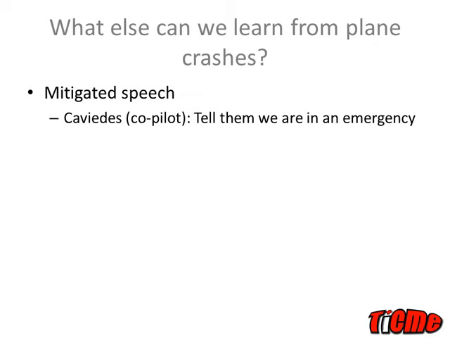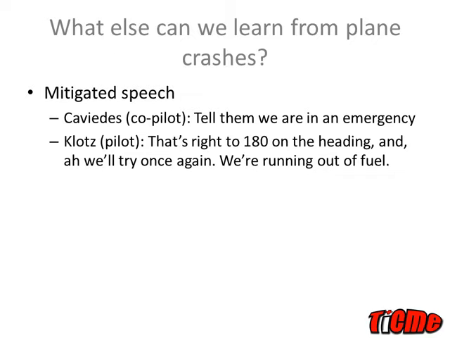This is a black box flight recording from a plane crash in Brazil. There's 2 people who are flying the plane. Cavites, the co-pilot, who's local, and then there's Klotz, who's German, and he's the big fancy super main pilot. So Cavites, he's recognised the fact that there's poor visibility, they don't know where the runway is, and they have actually almost run out of fuel, and he says to Klotz, tell them we are in an emergency. Klotz says to the control tower, that's right, turn to 180 on the heading, and we'll try once again. We're running out of fuel.